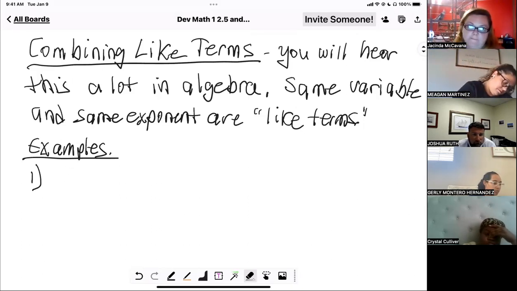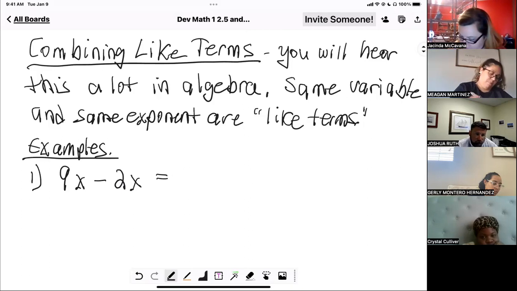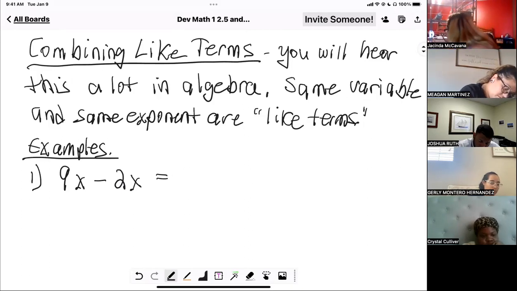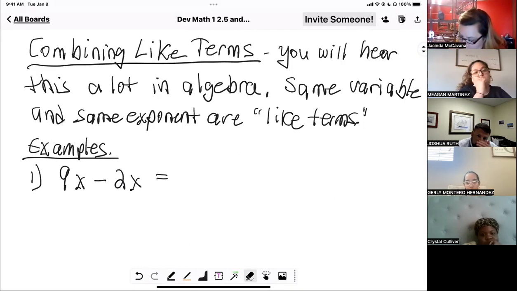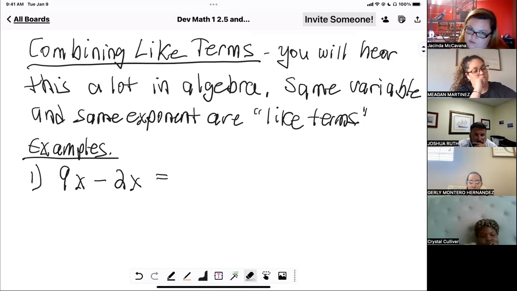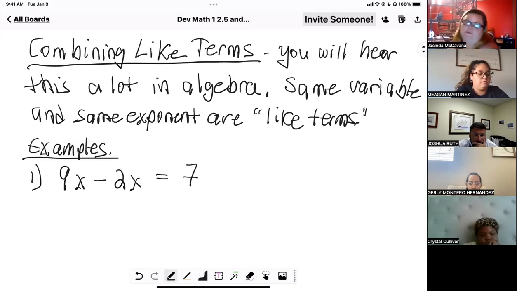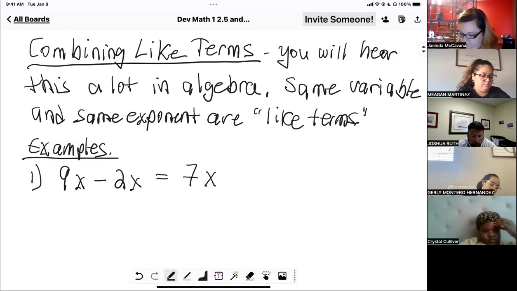So if I have 9x minus 2x, well, they're both x's. They both have the same exponent. Again, we don't write it, but really they're to the 1 power. Anything to the 1 power is itself, so we just write x. They're the same variable, so I can subtract them. When I combine like terms, I can only change the coefficients, the numbers in the front. So 9 minus 2 is 7, which means I have 7 x's left. If I have 9x and I take away 2 of my x's, I have 7 left.